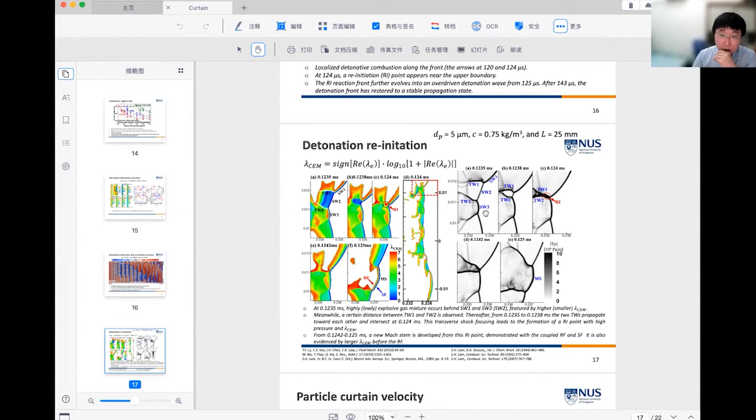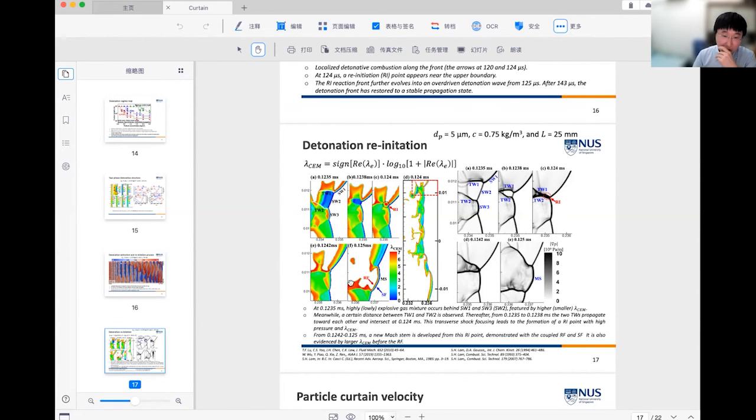And if we look at both figures, we find that the two propagating transverse waves are approaching each other from 123.5 microseconds to 123.8 microseconds. And at 124 microseconds, the two transverse waves collide, and shock focusing leads to the formation of a reignition point with high pressure and a larger value of the eigenvalue of the chemical explosive mode.